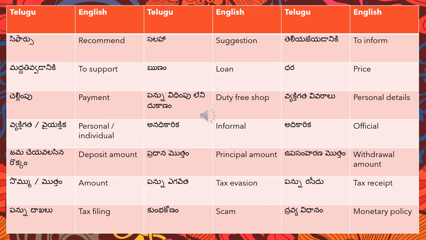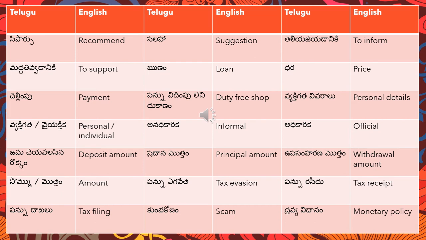Maddat ivvadam, that is ivadaniki, to support. So you will be translating based on the context of that dialogue. If they say that in order to support these people, in that case you will say maddat ivadaniki. Or if it is saying that I supported them, then maddat ivvadam or maddat ichchan. Then runam is loan.